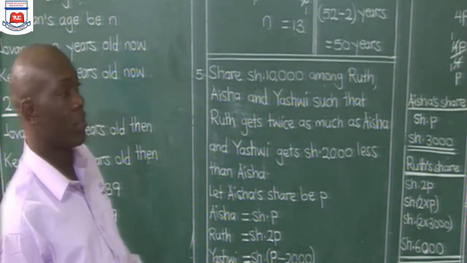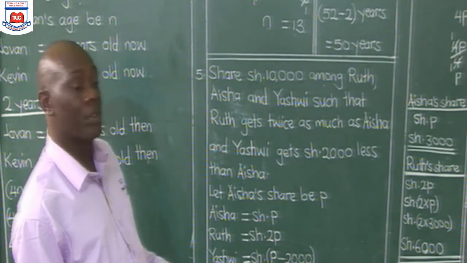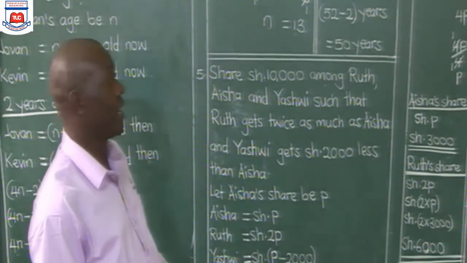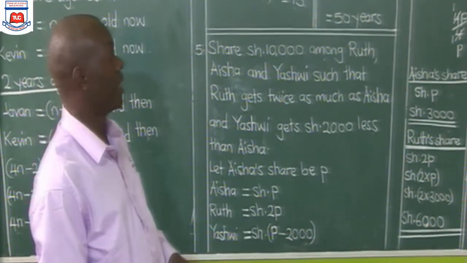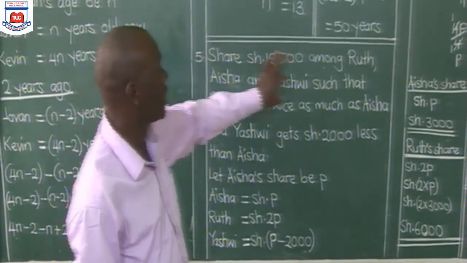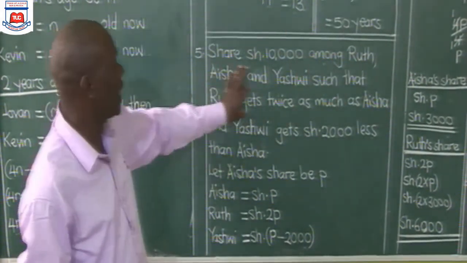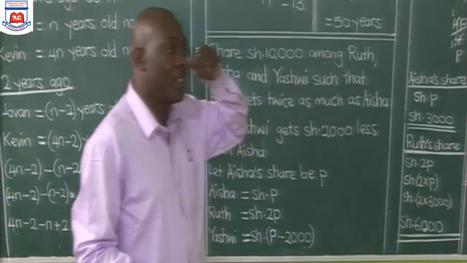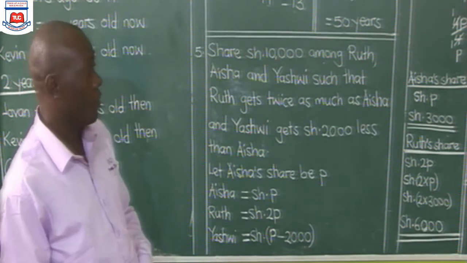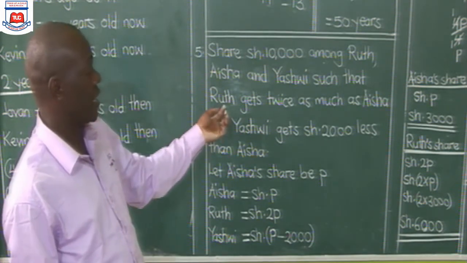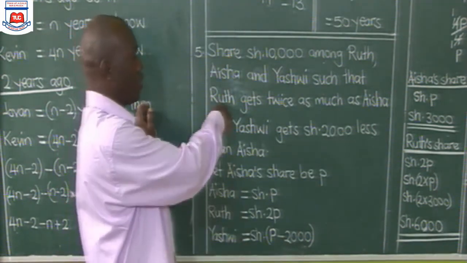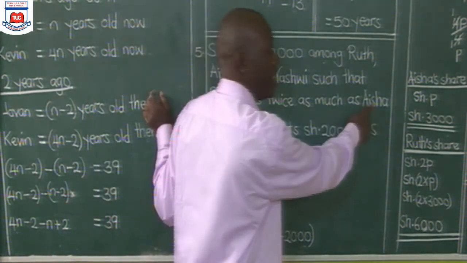We've got more than 2 parties or people, that is Ruth, Aisha, and Yasri. And they are not sharing equally, that you just divide by 3. Because they are saying among Ruth, Aisha, and Yasri, such that Ruth gets twice as much as Aisha. So look at the first comparison. 2 people are compared first. That's Ruth and Aisha. What is it? Ruth gets twice as much as Aisha.